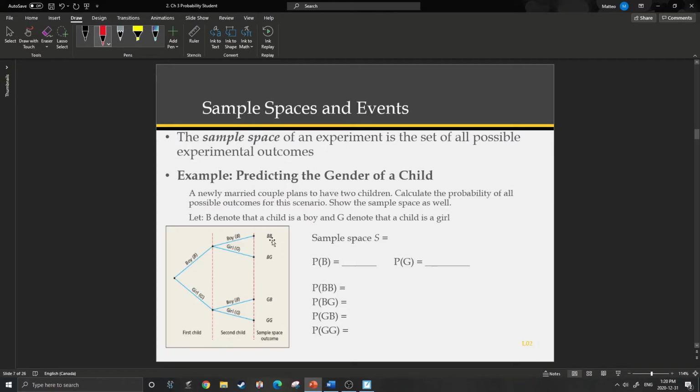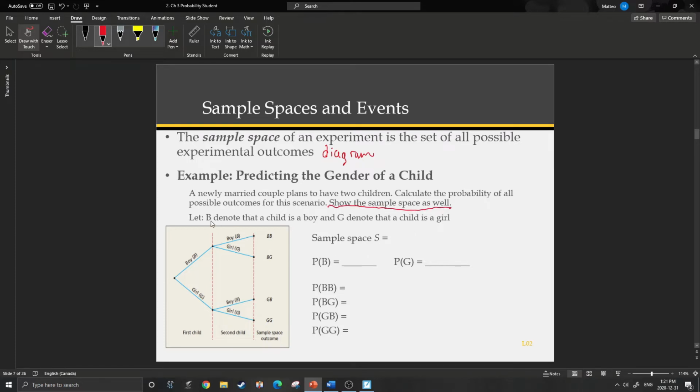Wonderbar! Let's talk about something called a sample space. So the sample space of an experiment is the set of all possible experimental outcomes. Basically, we diagram it out. Okay, so the sample space is sort of a visual representation of all the possible outcomes of an experiment. Here's an example predicting the gender of a child. So a newly married couple plans to have 2 children. Calculate the probability of all the possible outcomes for this scenario. Show the sample space as well.